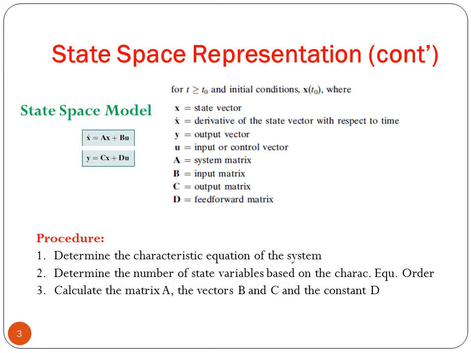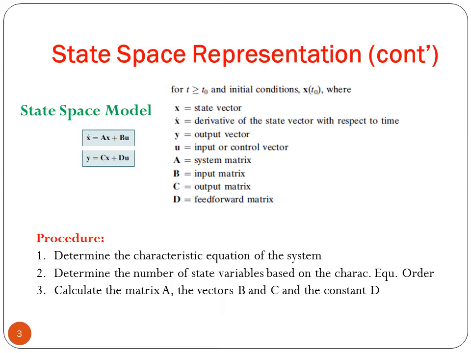So the general form of a state space model is the following: x prime equals Ax plus Bu, y equals Cx plus Du, where x is the state variable and x prime is the derivative of this state variable, y is the output and u is the input. As for the matrices, A is the system matrix, B is the input matrix, C is the output matrix, and D is the feed-forward matrix.